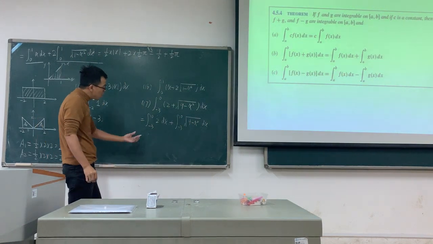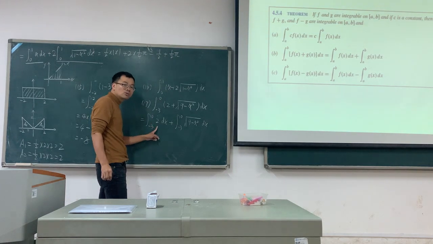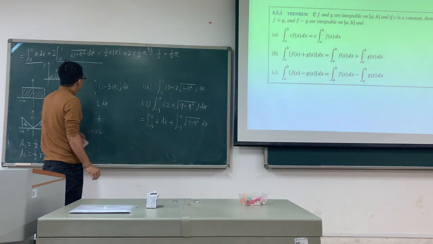So for the first one, x from minus 3 to 0, y equal to 2. So we plot the graph.